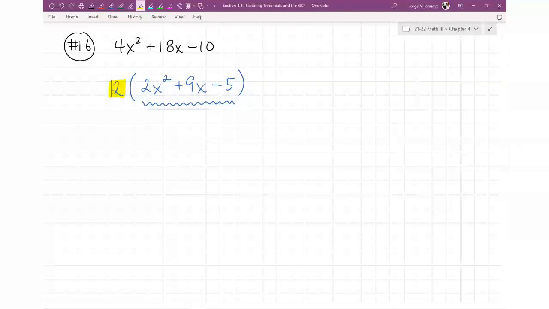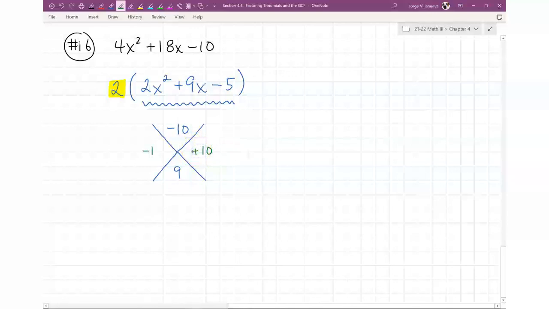But let's just do the X method on the stuff that I have that squiggly line under. So here we go. A times C, that's 2 times negative 5. That's going to be negative 10. And my B term is positive 9. So just a 9 right here. I have to think of 2 numbers that multiply to negative 10 that can give me a 9. Negative 1 and positive 10. Let's see. Yes, that works.